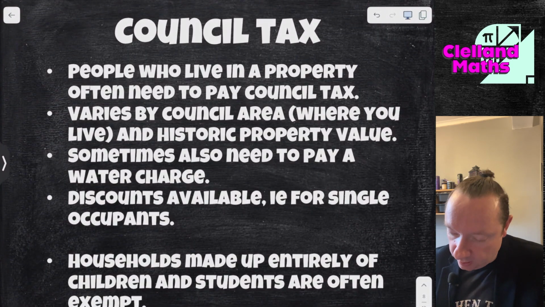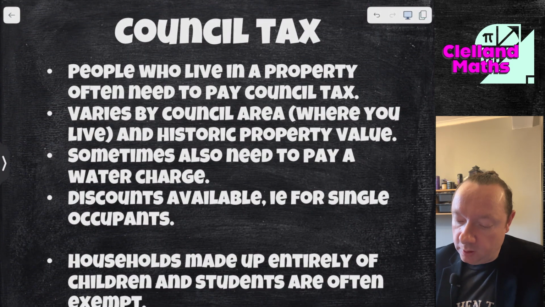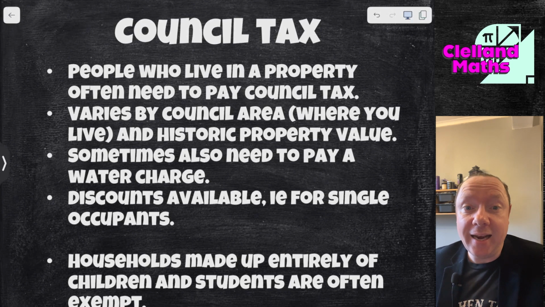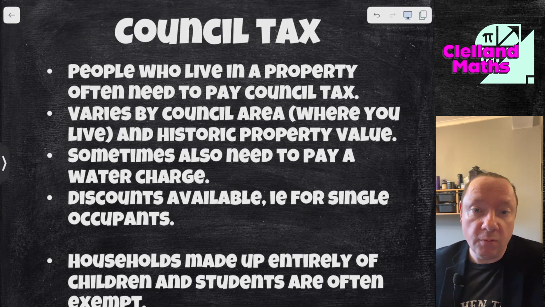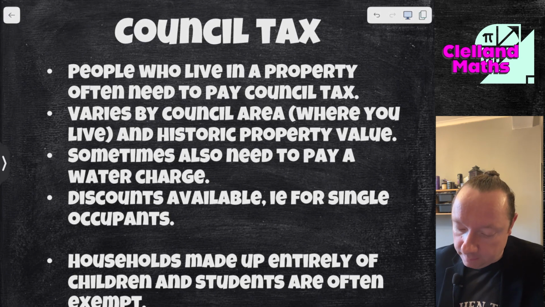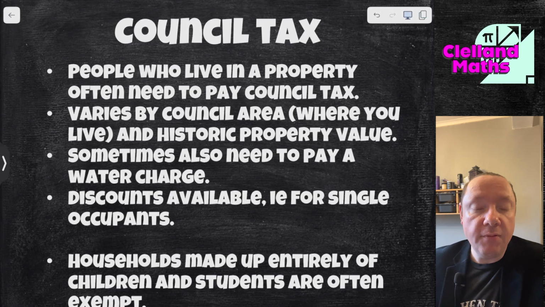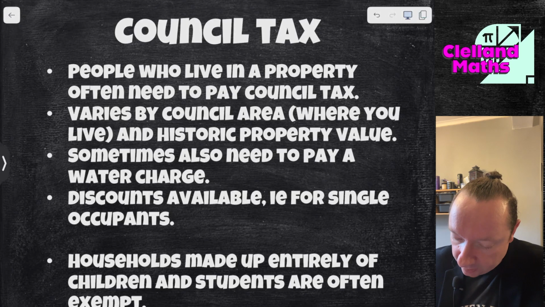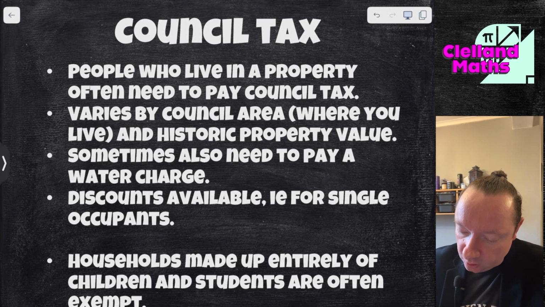Okay, moving on to council tax. It's paid by people who usually live in a property and they often need to pay council tax. It varies by council area, depends where you live in other words, and it is based on the historic value. It's actually based on a value back in the 90s of the property rather than what it would be worth now, which is a bit weird, but it's just never been updated. You sometimes need to pay a water charge on top, or sometimes it's combined depending on where you live. And discounts are available, i.e. if you're a single occupant, and if you're a household made up entirely of children and students, you're usually exempt, quite often anyway. So let's look at an example of how to calculate it, look at some tables.